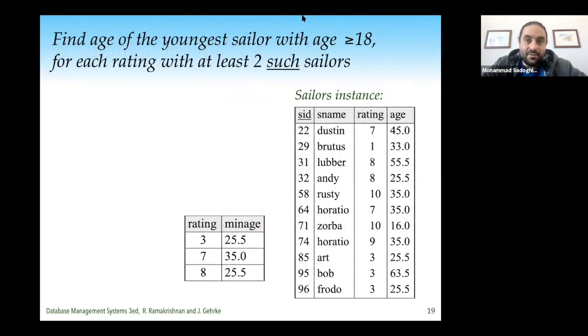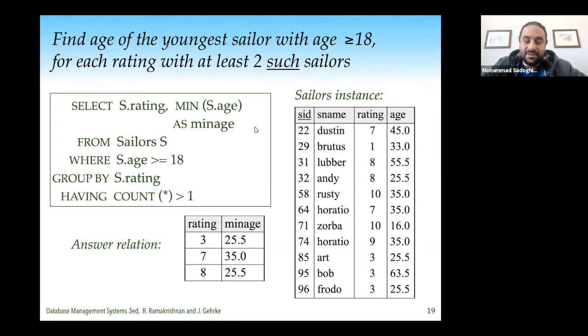All right, the question that I want to answer is: find the age of the youngest sailor with age greater than 18, for each rating with at least 2 such sailors. So I want to find the age of the youngest sailor whose age is more than 18, within each rating group, and within that rating group we want to have at least 2 such sailors.